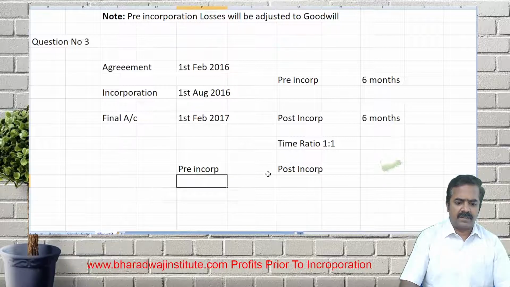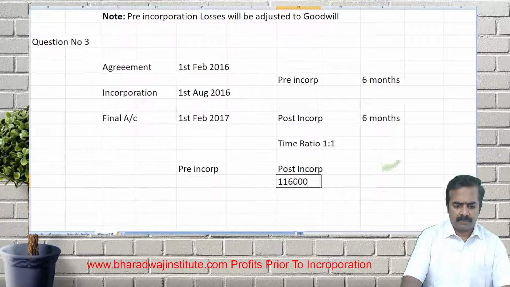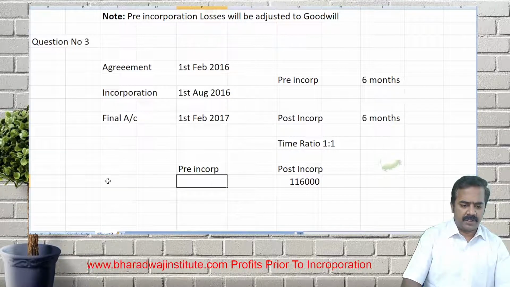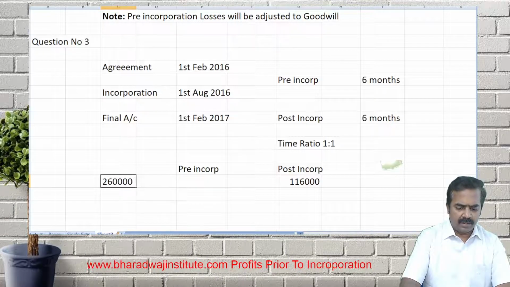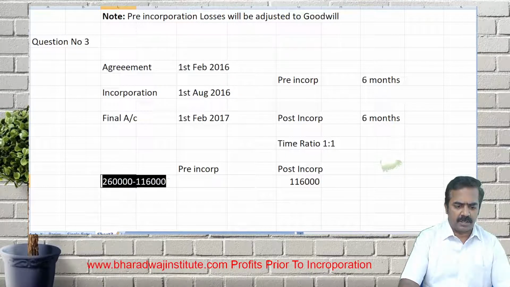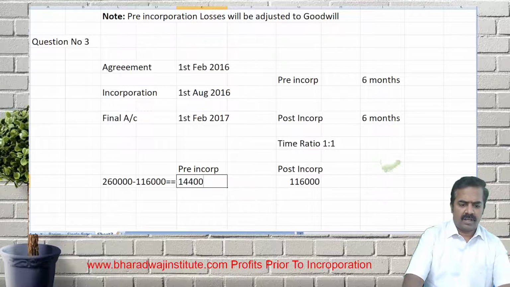What is the sales given during the post-incorporation period? Upper balance on the pre-incorporation. What is the total sales? 2,60,000. 1,16,000 is post-incorporation, the balance will be for pre-incorporation. What is the balance? 1,44,000.